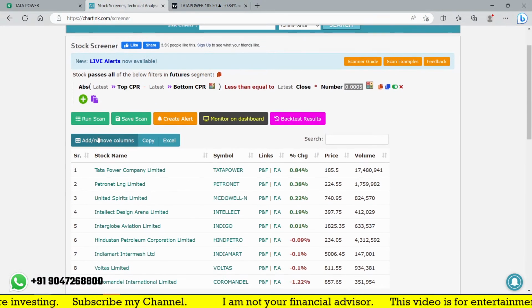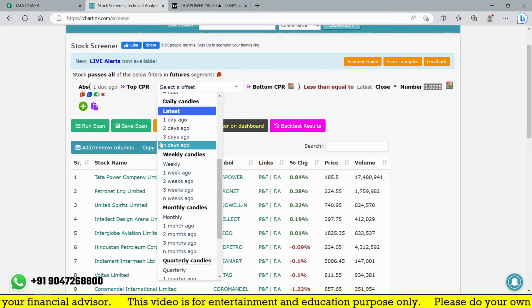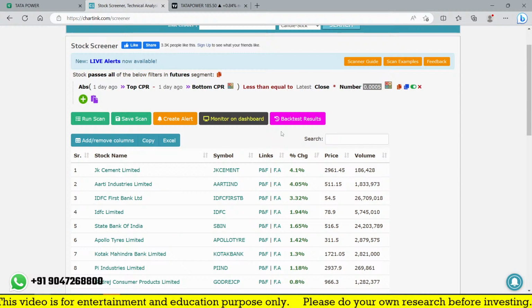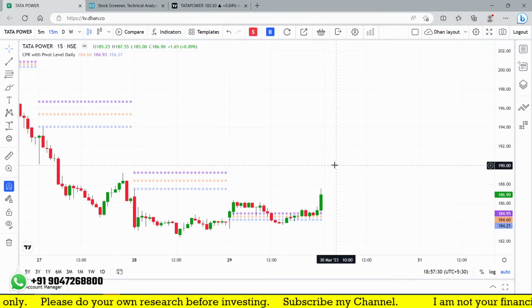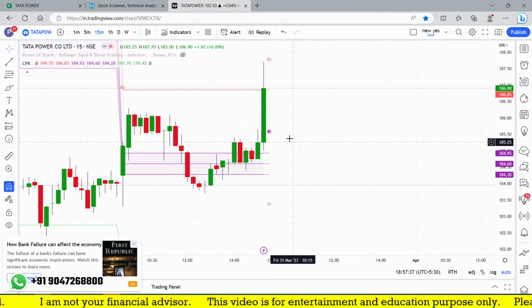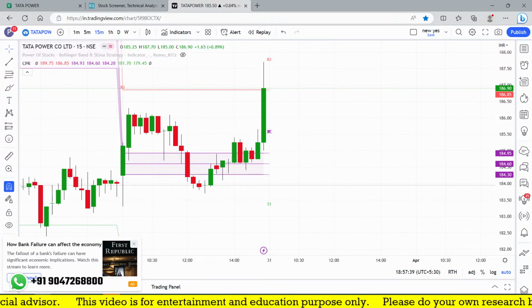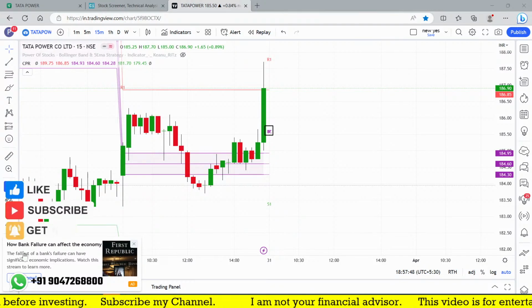It is showing you tomorrow's CPR. If you want to do that, let me go for one day ago, maybe this one for today, because here you cannot get the tomorrow CPR. In TradingView, you will be getting tomorrow CPR. This is what a tomorrow CPR level is. You can see this particular box. This is the CPR for tomorrow, because it's about calculations that we can easily find out.